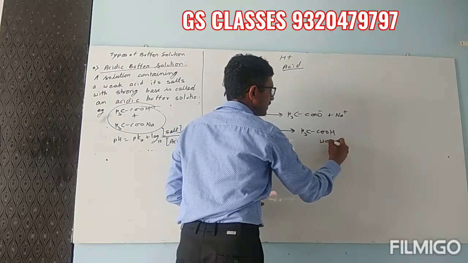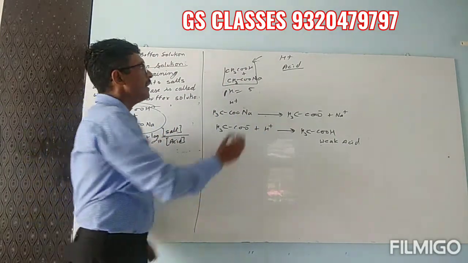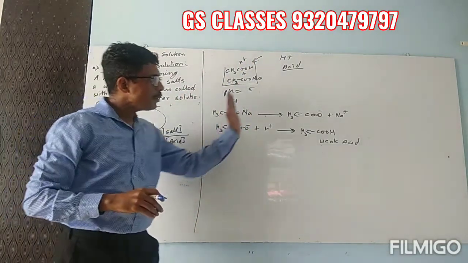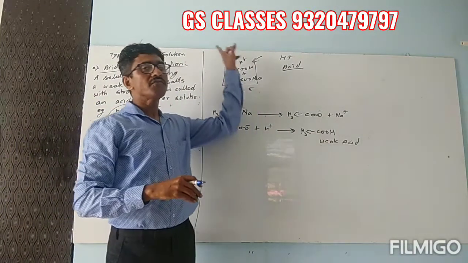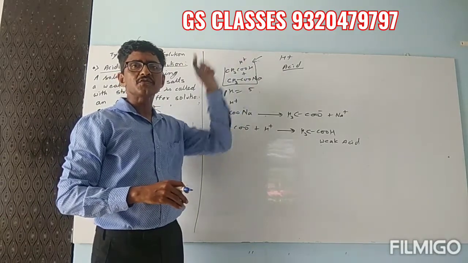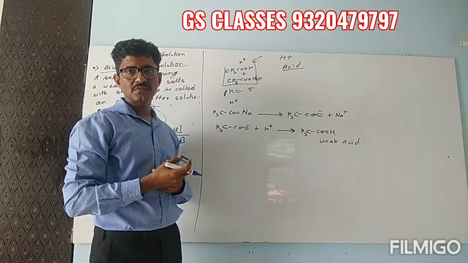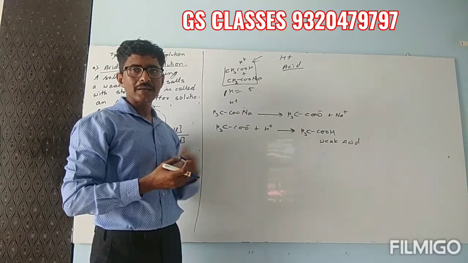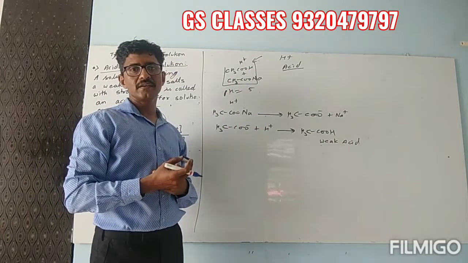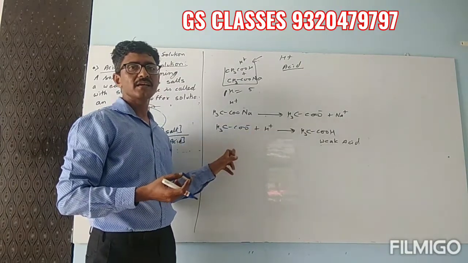and it will form acetic acid, which is a weak acid. Now what happens? The hydrogen ion which was coming from outside has now been locked. It is not free. Had it been free, it would have changed the pH value. pH is what? The concentration of hydrogen ion. But now hydrogen ions are getting locked. They are not free. So this has become possible because of the acetate ion.